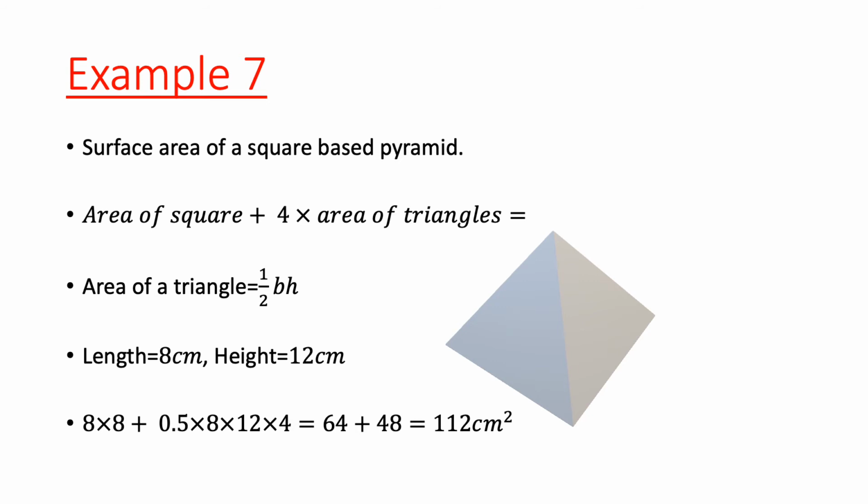Okay, so 192 plus 64 gives me an answer of 256 centimeters squared for the surface area of a square-based pyramid. So it's area of the square plus the area of the 4 triangles. Okay, so that's that. I hope it made sense, guys.